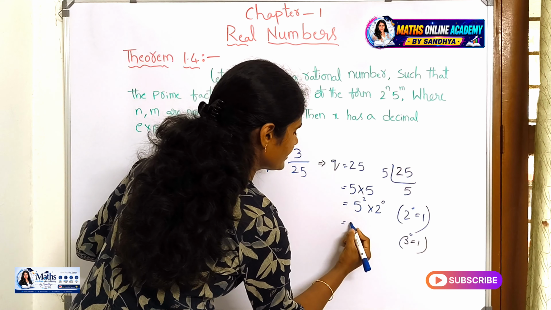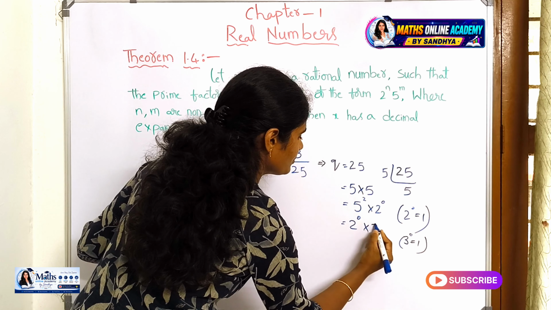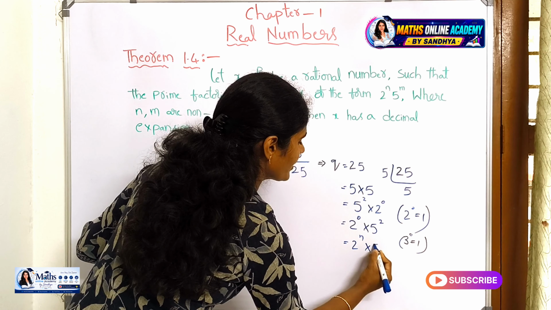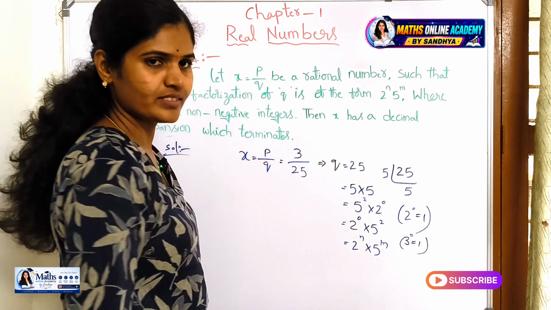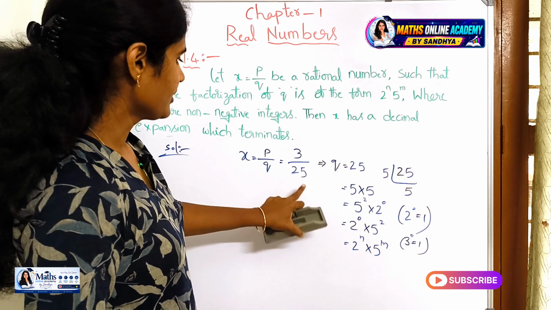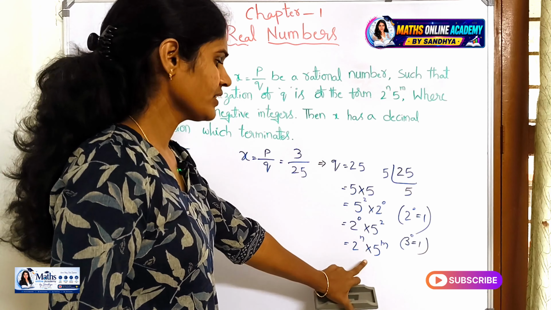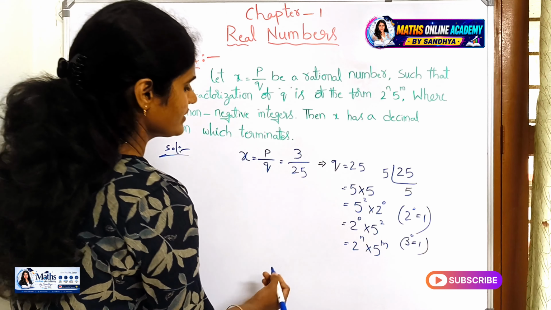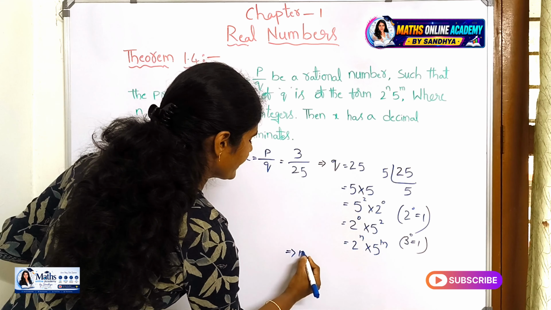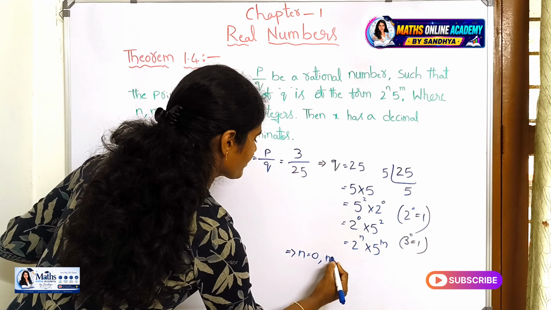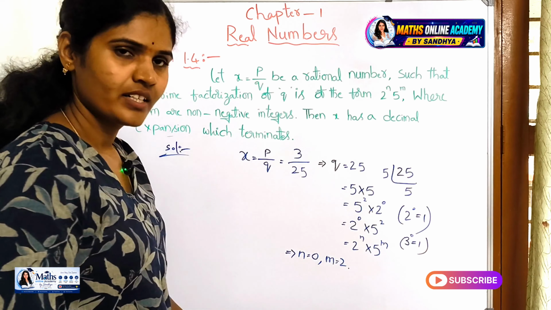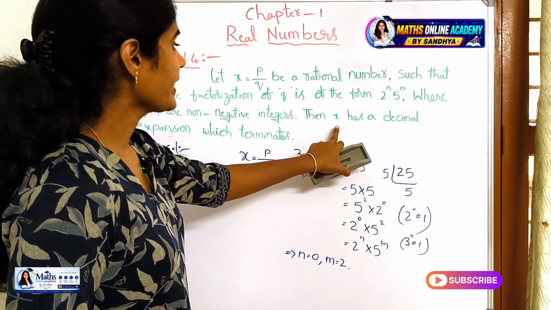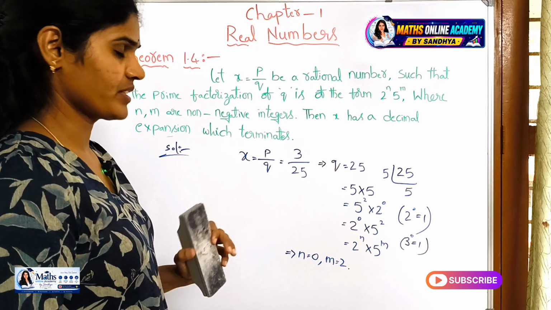So 2 power 0 into 5 power 2 is in the form of 2 power n into 5 power m. Yes? 25 is in the form of 2 power n and 5 power m, where n, m are non-negative integers. That implies n equal to 0, m equal to 2. These two are non-negative integers. This one is also proved. Then x has a decimal expansion which terminates.